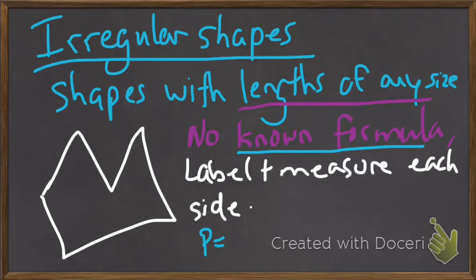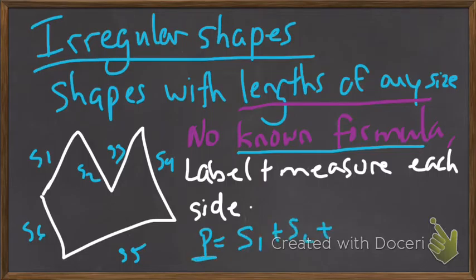So what you have to do is label and measure each side. For this oddly shaped object here, we can try to find the perimeter, but we have to label each side first. So we can call this side 1, this side 2, side 3, side 4, side 5, and side 6. There's 6 sides to this shape. When we write out our perimeter, we have to write perimeter P is equal to side 1 plus side 2 plus side 3 plus side 4 plus side 5 plus side 6. Once we measure all of these sides out, we can then add them together and find the perimeter.